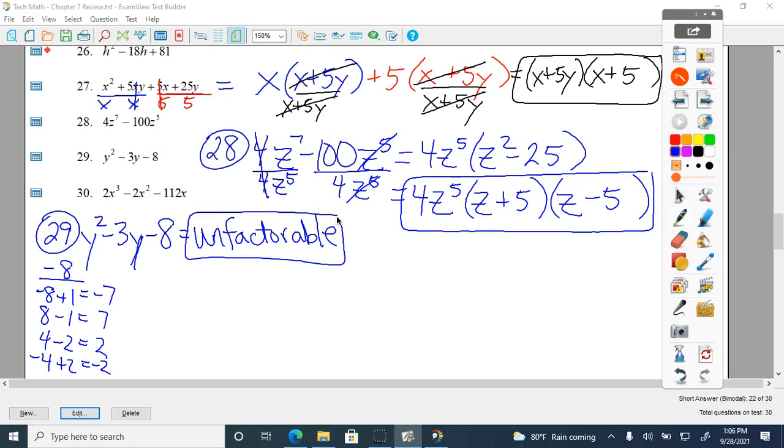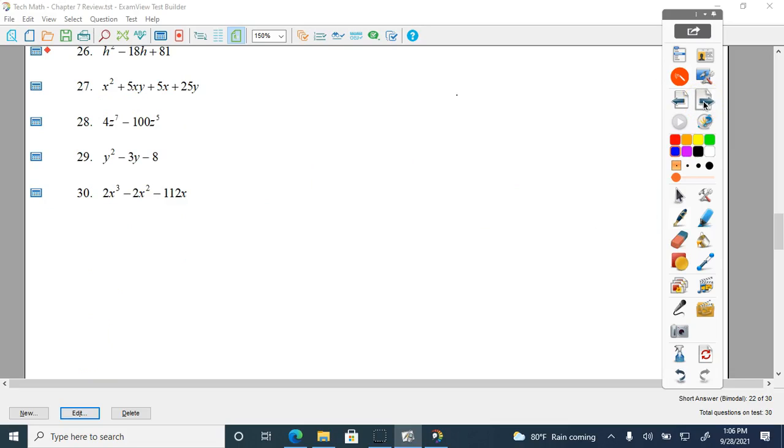All right, last one. 30. Do they have anything in common? Yeah, let's go. 2x. 2x comes out front. I divide everything by 2x. 2's cancel. X to the third over x is what? X squared. X squared goes in the parentheses.